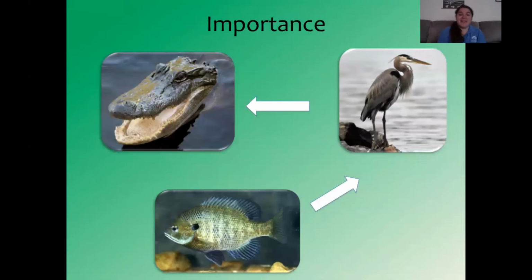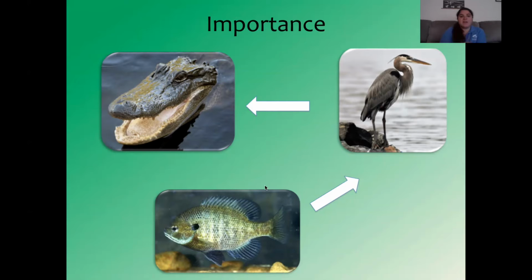So to reiterate that, I'm going to show you a quick little example of a food chain. So here in our food chain, we have an alligator that eats the bird. This is a blue heron. And the bird eats a fish. This is called a bluegill.